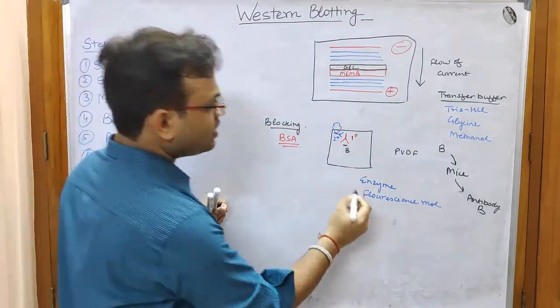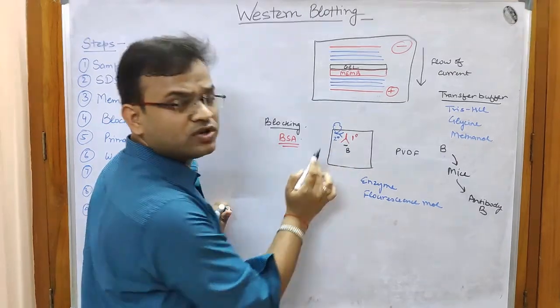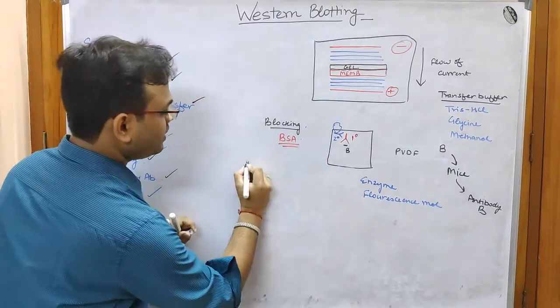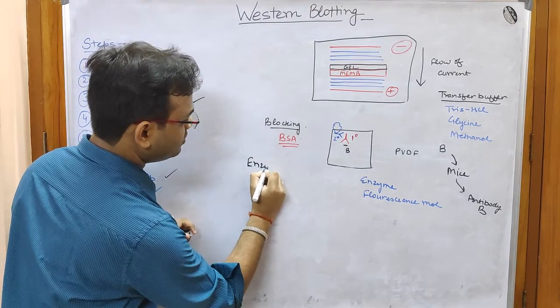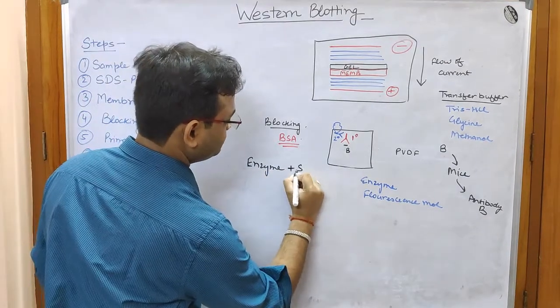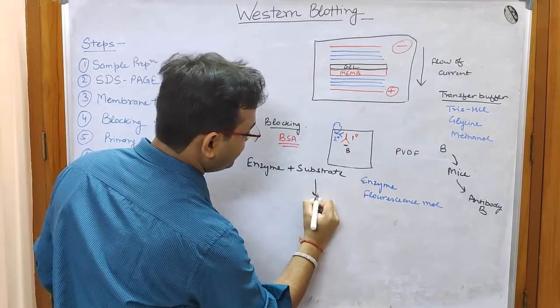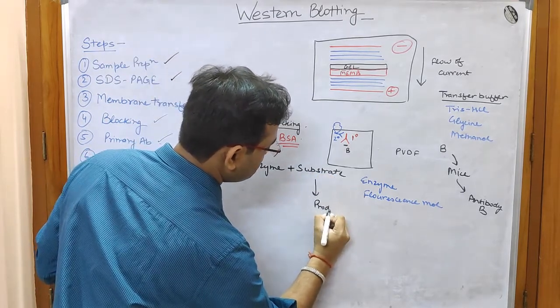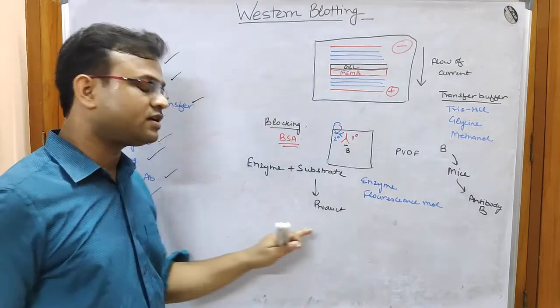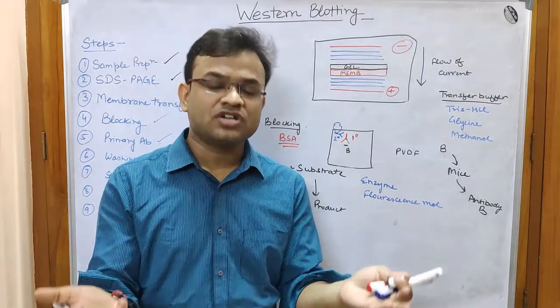So if an enzyme is present in conjugation with the secondary antibody, now the enzyme is present, and now you add your substrate. So what will happen? Product will be formed. This product can be a change of color or a light emission also.